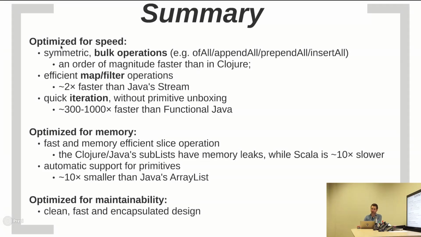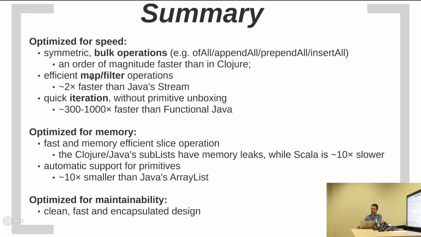Our implementation of Vector is symmetric, meant for generic use, containing bulk operations instead of hacking the code and making it a lot more unmaintainable. And creating a new vector, for example, from an array source is an order of magnitude faster than in Clojure. And also as in Scala, they haven't optimized that part.